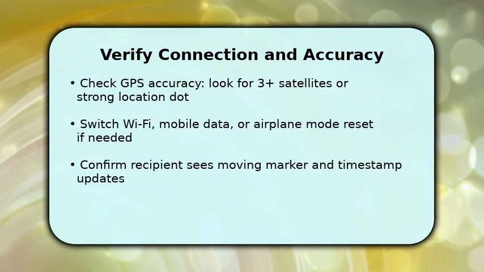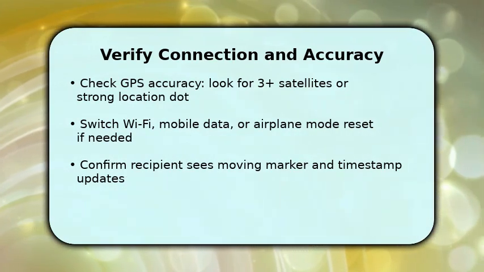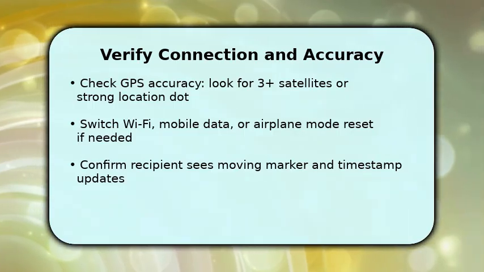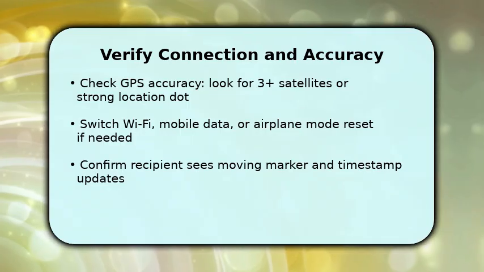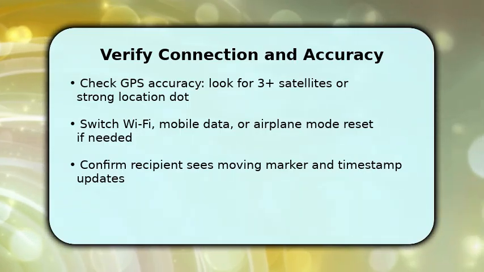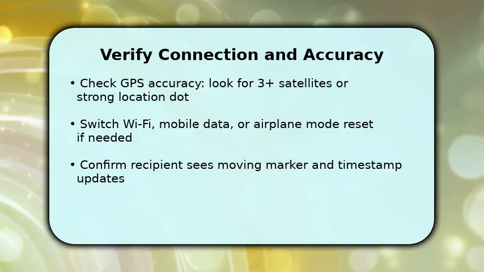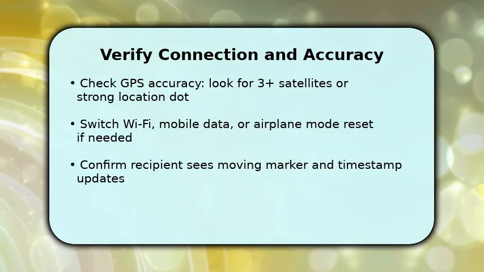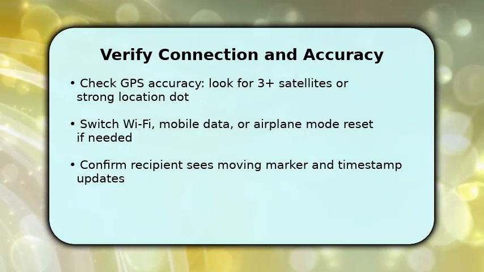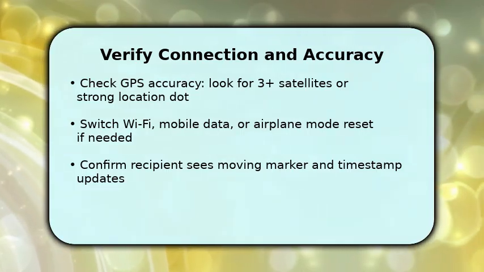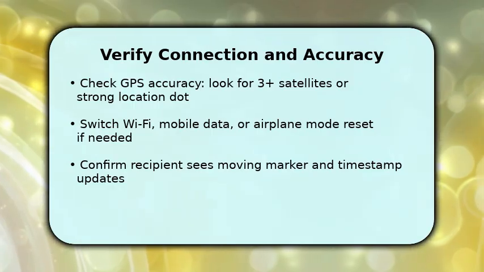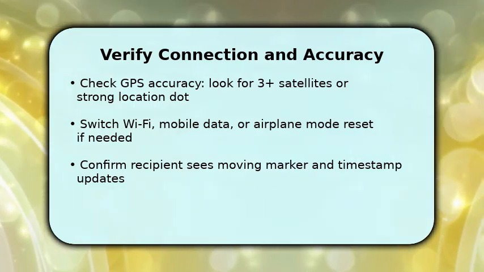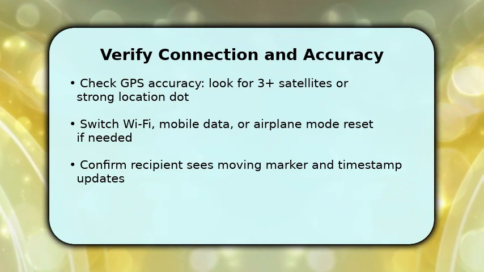Now verify the connection and the accuracy of the live feed. Look for a tight blue dot or a reported accuracy like 5 to 20 meters. Poor accuracy means you may need to move to open sky. If updates stall, toggle Wi-Fi or mobile data briefly or restart location services. That often reestablishes the stream. Make sure the recipient's app shows a moving marker and fresh timestamps. This confirms two-way visibility and that your device is sending periodic location pings as intended.